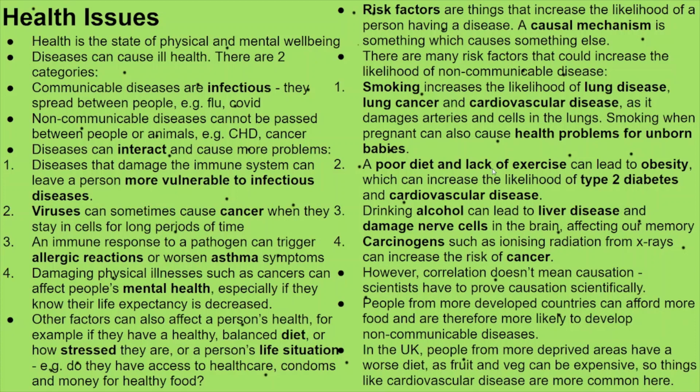They don't have to do as much exercise, and that can all lead to obesity and much higher obesity rates in higher income countries. And yeah, it leads to more non-communicable disease. And nationally in the UK, people from more deprived areas have a worse diet. I don't know if you've ever been shopping and noticed how much more expensive the fruit and veg is compared to the chips and the chocolate. So people from deprived areas can suffer from a poor diet, and therefore things like cardiovascular disease are more common.